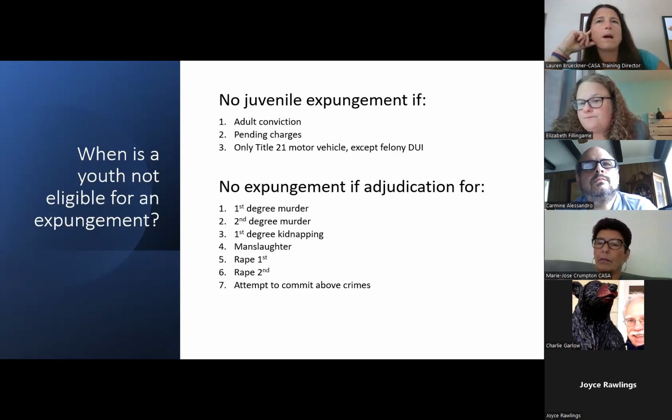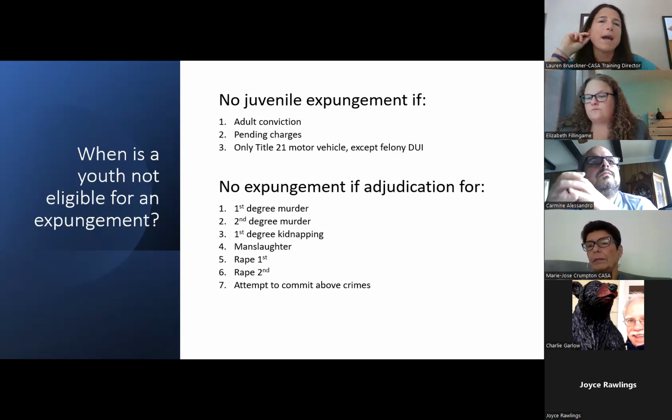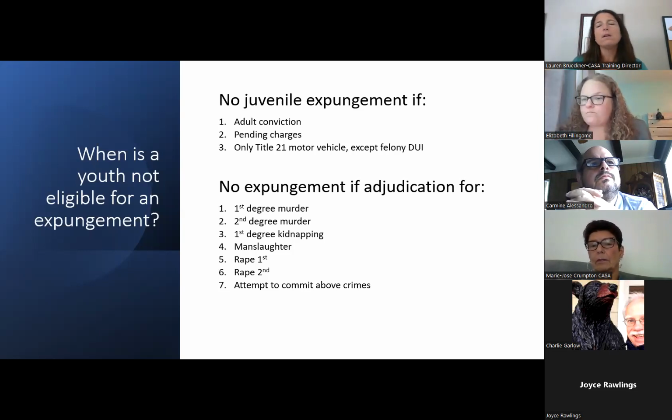Can you talk a little bit more about the child attorney's role? Well, I guess the triad, while the criminal hearing is going on. I know this is pre-expungement, but while that's happening.